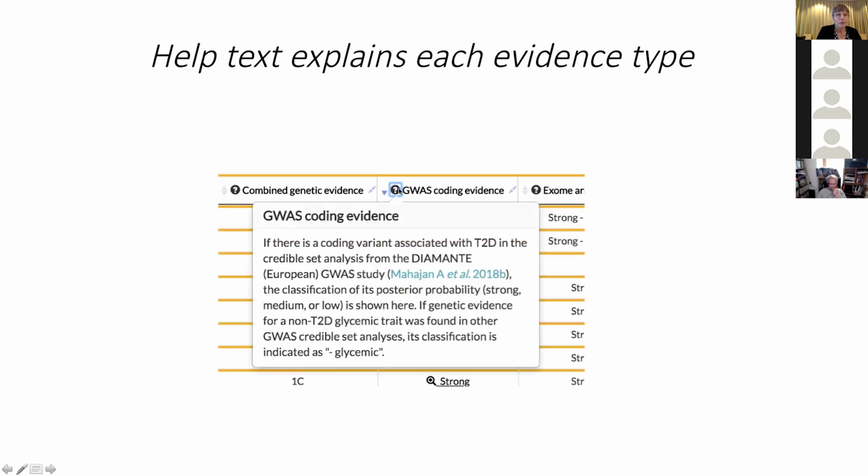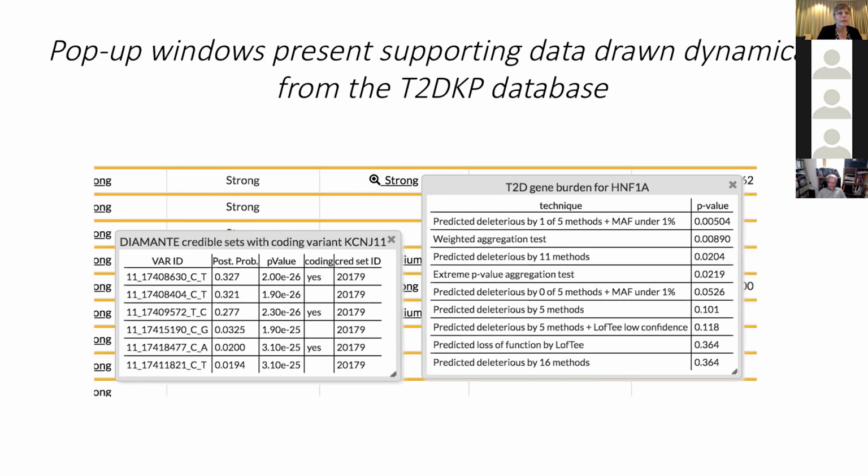For each of these columns, there's a help button that gives a short summary of what's in that column, just to help you get oriented. Also within the table, wherever the information in a cell is underlined and there's a little magnifying glass, that means you can click it to see more. These are data that are drawn dynamically from our database. For example, on the left here, we've clicked on an entry in the GWAS column, and now we see all of the variants that went into that credible set that supplied the evidence for the score in that column. So there's a lot to explore here.